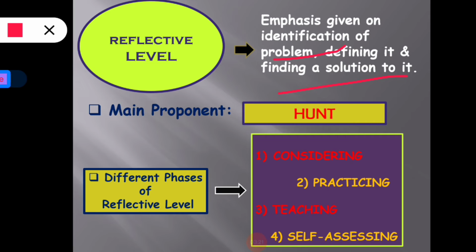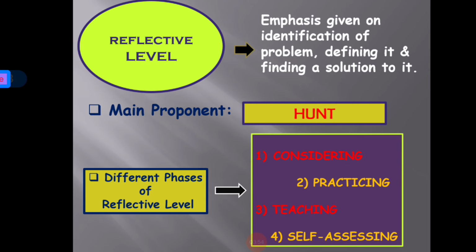Clear? And the main proponent of the reflective level of teaching is Hunt. Okay, and we can see there are different phases of the reflective level. The first one is considering, practicing, teaching and self-assessing. Obviously because it is the highest level of teaching and it involves the use of a problem centric approach, that's why self-assessing is one of the most important phases of the reflective level of teaching.